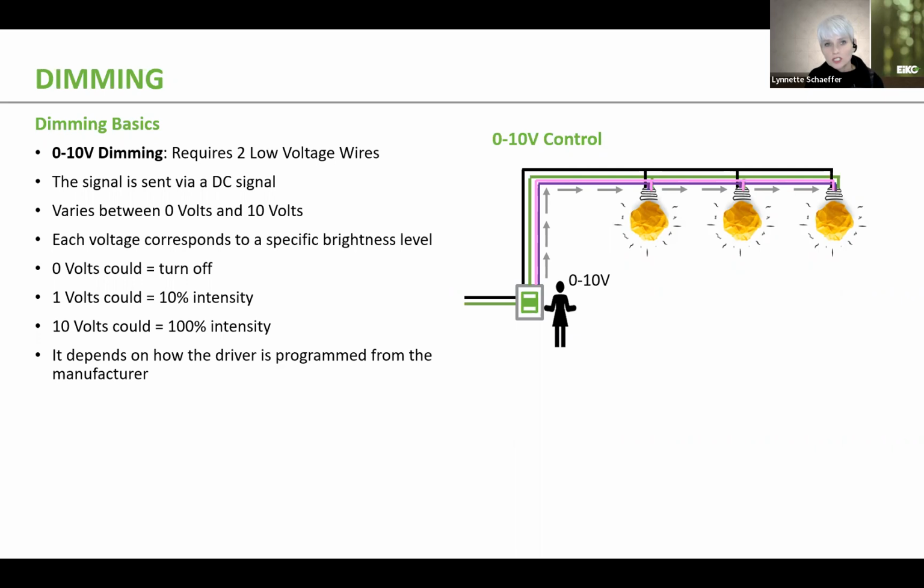Each value of voltage corresponds to a specific brightness level. So for example, 0 volts could correspond to turning the fixture off. 1 volt may correspond to dimming the light down to 10%, and 10 volts may correspond to 100% light output. This is all up to how the driver is programmed from the manufacturer. It is not the same for every manufacturer. It all depends on the manufacturer.